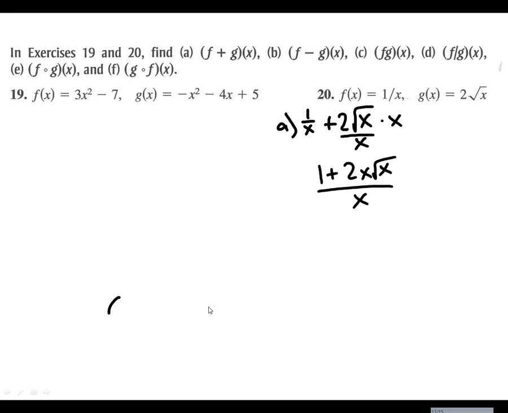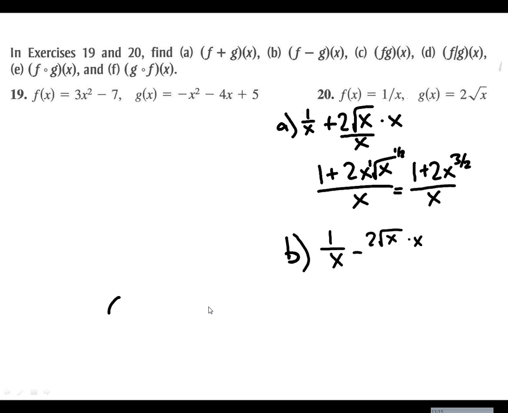And looking at the back of the book, it does clean this up into 1 plus 2x to the 1 plus x to the square root, which is really the 1/2. So that's where the 3/2 comes from. If we subtracted for problem B, we would say 1 over x minus, and let's go ahead and just get that common denominator there. Again, 2 root x times x over x. And so we'll say 1 minus 2 to the 2x to the 3/2 over x would be problem B.